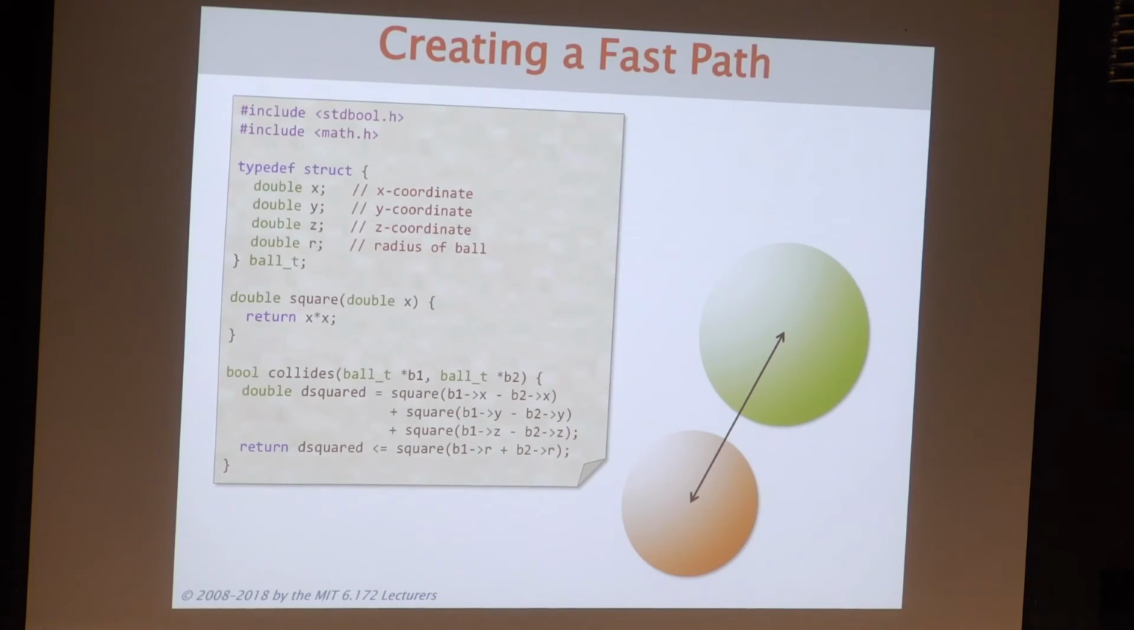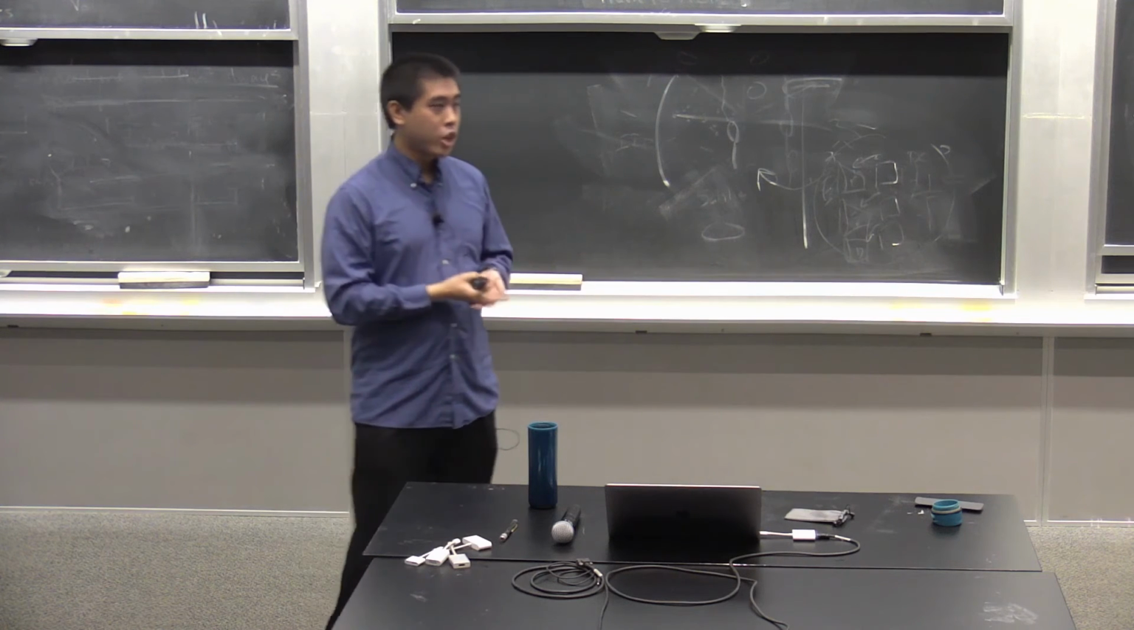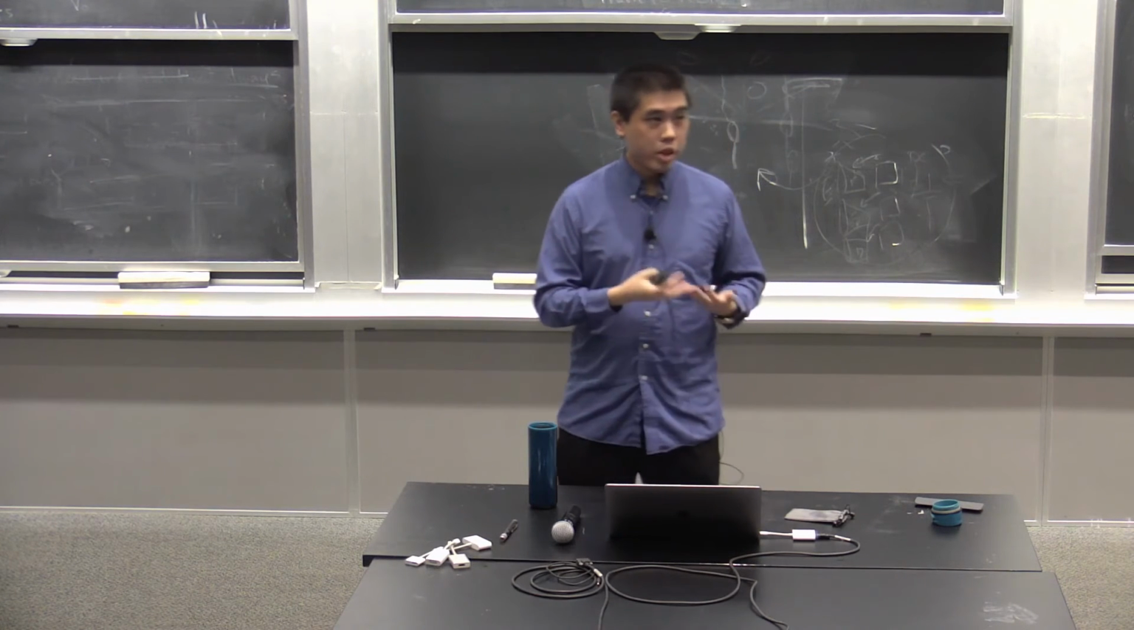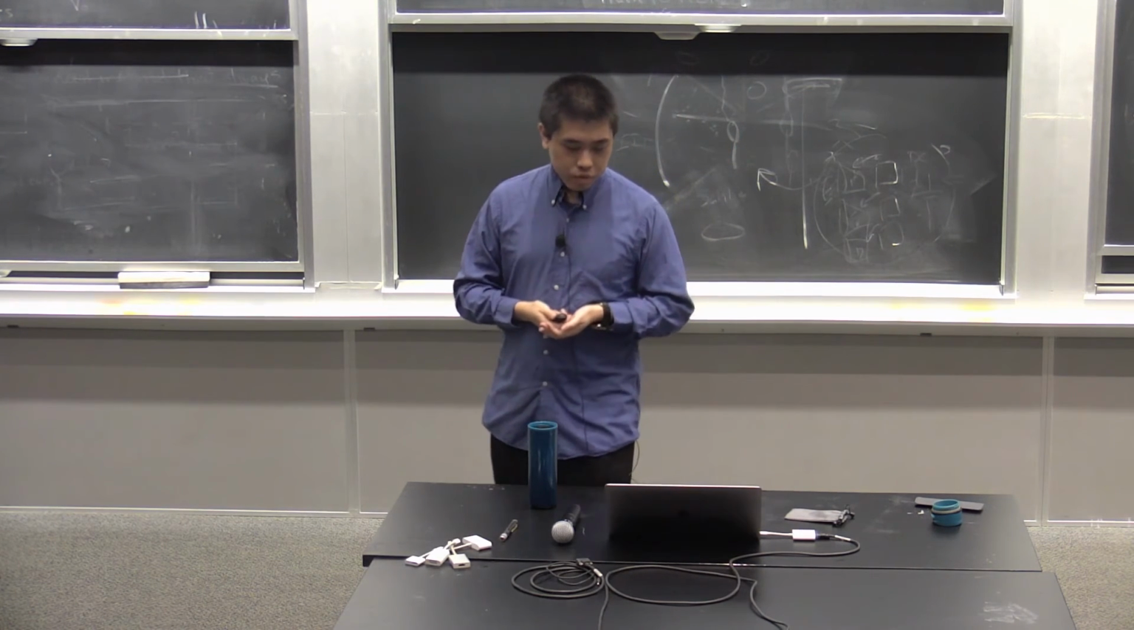Okay, so now let's go back to this example of detecting collision of balls. We're going to look at the idea of creating a fast path. The idea of creating a fast path is that there might possibly be a check that will enable you to exit the program early because you already know what the result is.